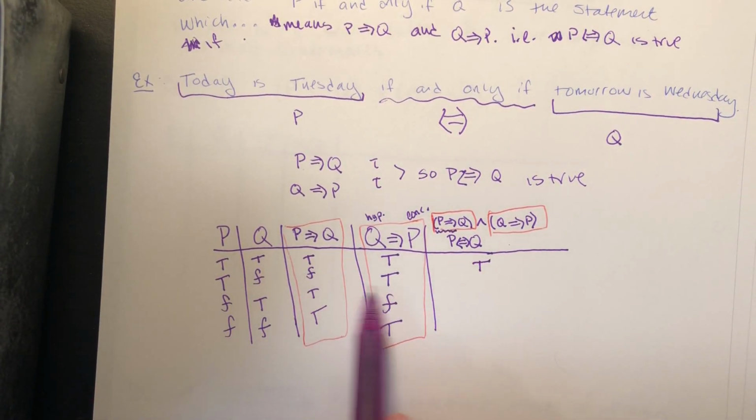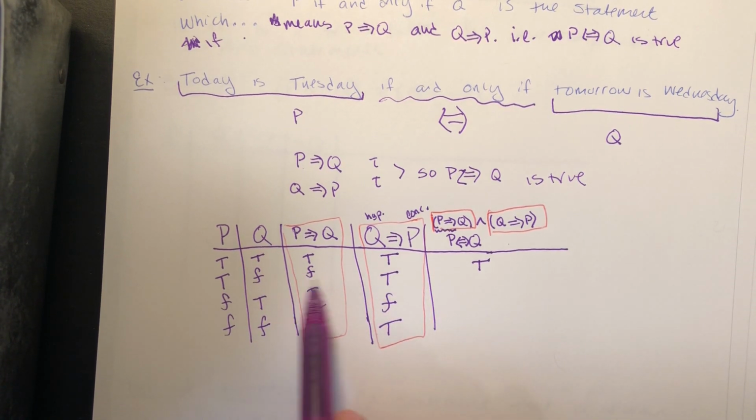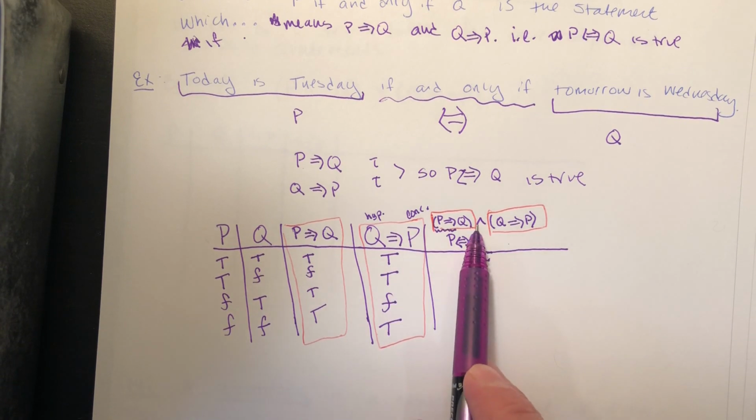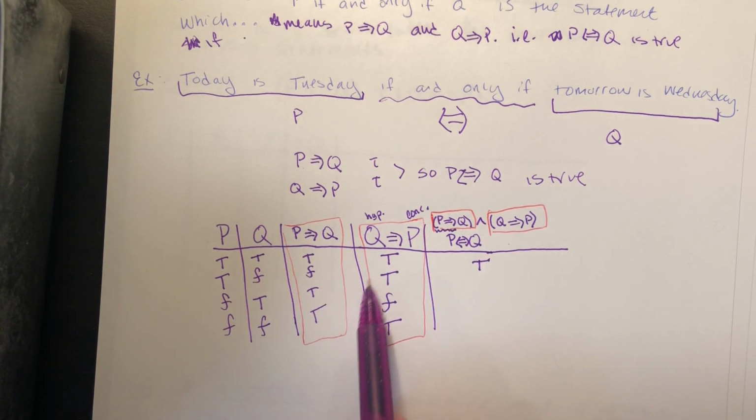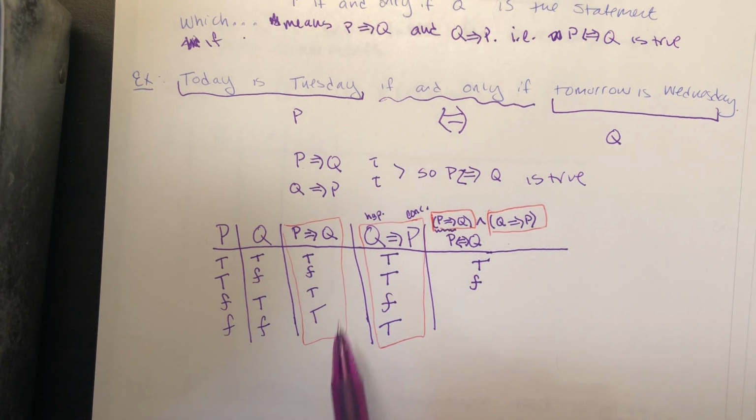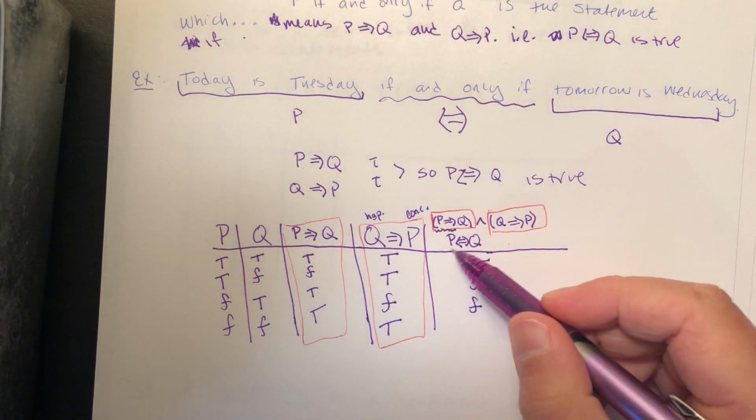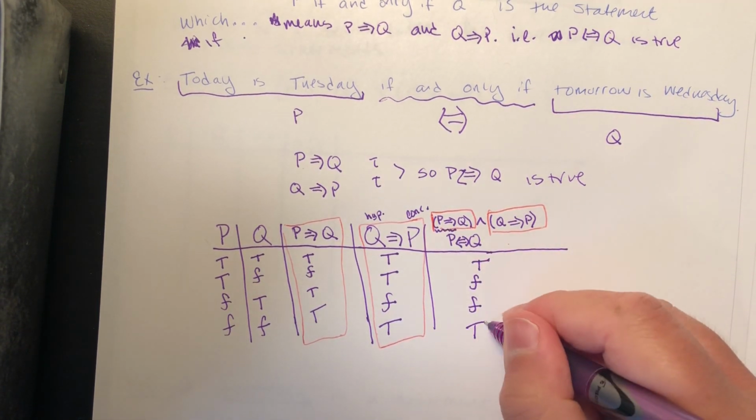In the second row, they're not both true, because this first P implies Q statement is false, right? And an AND statement is only true when both parts are true. Therefore, the AND statement would be false here. Similarly, in the third row, they're not both true because Q implies P is false. Therefore, the AND statement is false. But in the last case, they're both true again, which means P if and only if Q is true.